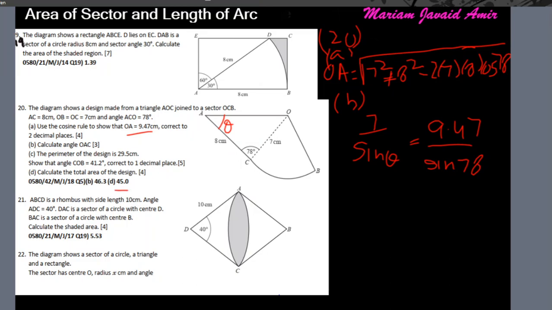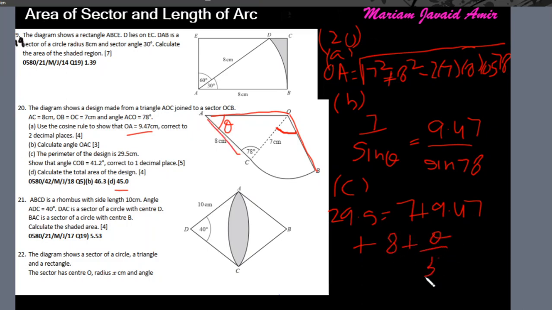Okay. Part C, the perimeter of the design is this. Show that COB equals this. Okay, now we need COB and the perimeter of the whole design is given. So for part C, the perimeter is 29.5. So let's start from here. This is 7 plus we have AO from the previous part, which is 9.47 plus this is 8 plus theta over 360 into 2 pi r. Now make theta the subject and get the value, which should come out to be 41.2.